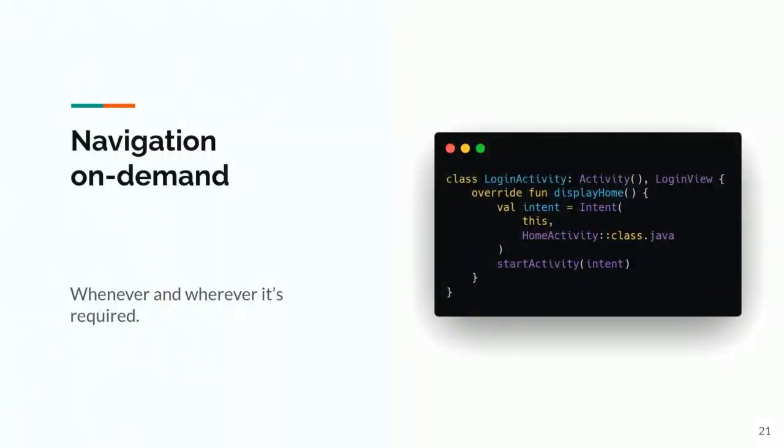The first way would be an on-demand navigation. If you imagine the example as an MVP project where the activity implements a view that is capable of displaying another view, and the presenter tells the view to do it, it would be pretty straightforward. We just create an intent, in this example, to the home activity, and we start the activity.